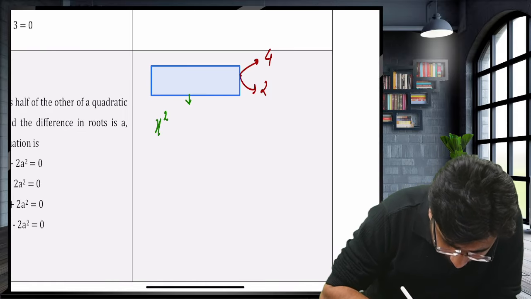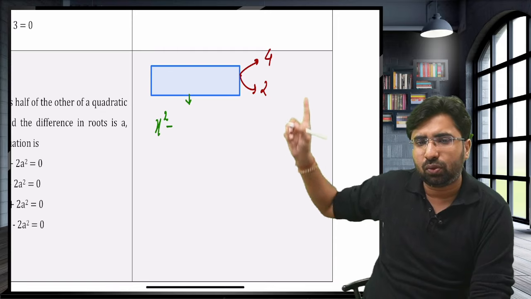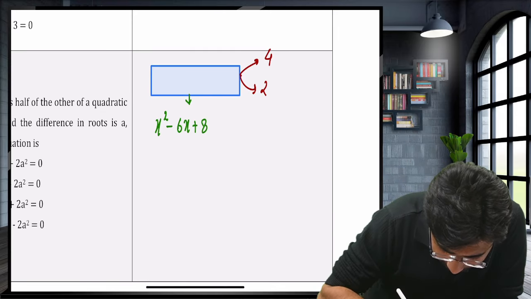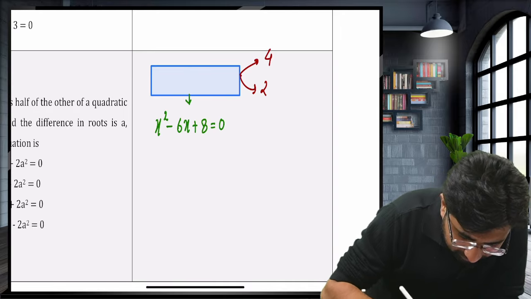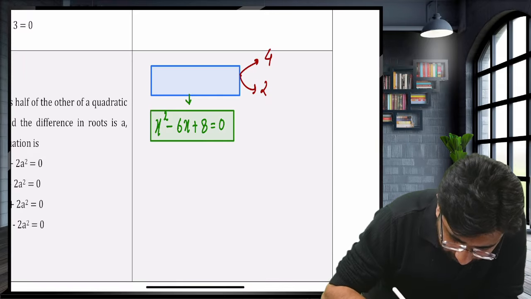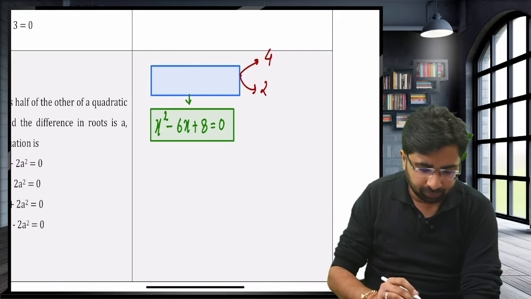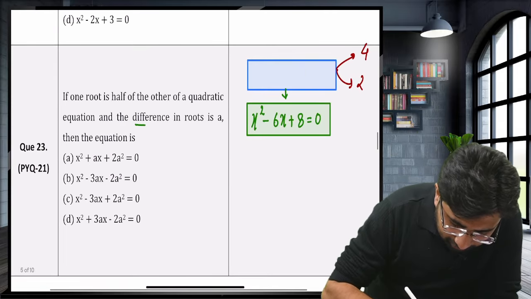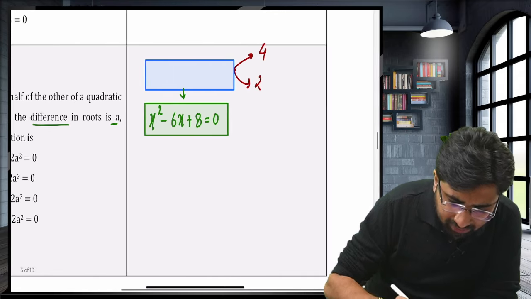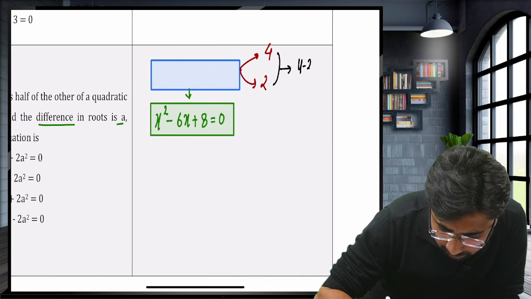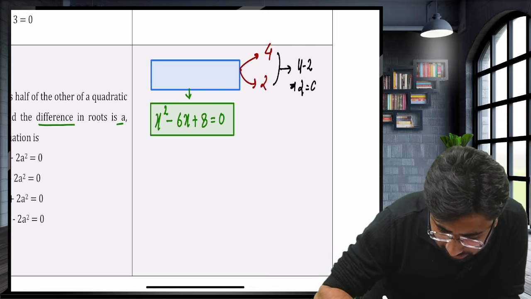x square minus sum of the roots, 4 plus 2, minus sum of the roots into x plus product of the roots is equals to 0. Guys, Aman sir, now we are having the equation in the form of number. Now, let's see, the difference in the root is a. They are saying the difference in the root is a. So what is the difference in root? 4 minus 2, 2. This is your a.